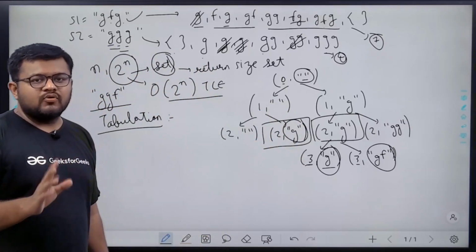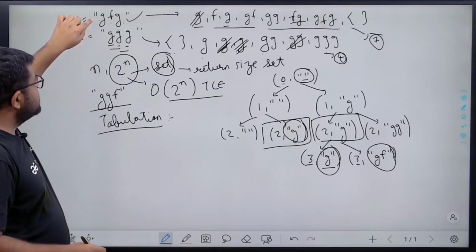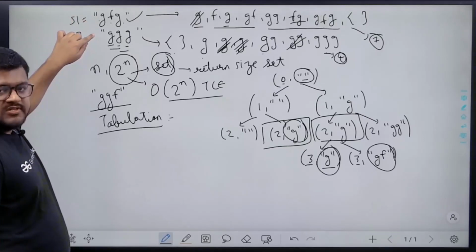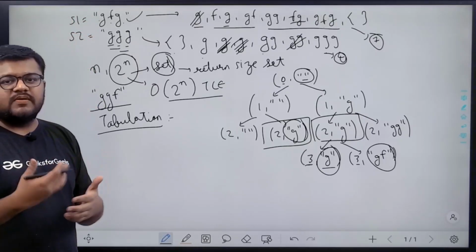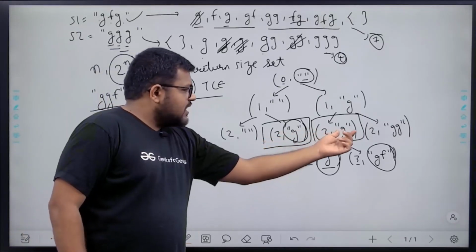I just want the count of distinct subsequences, right? So basically, I will count the distinct subsequences for this, and whichever has more distinct subsequences, I will return that. So here, the strings themselves I do not want.